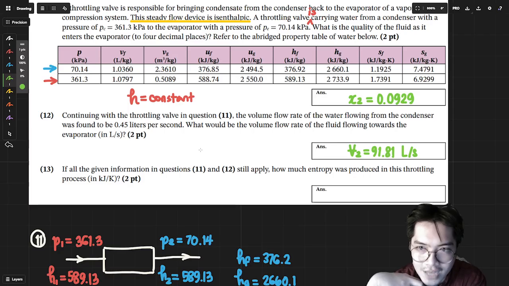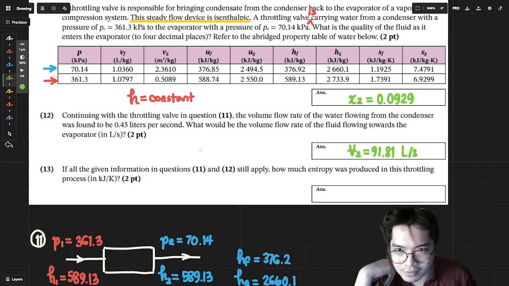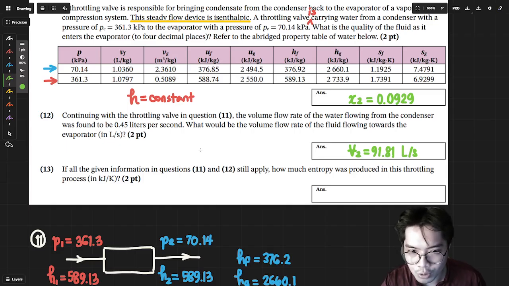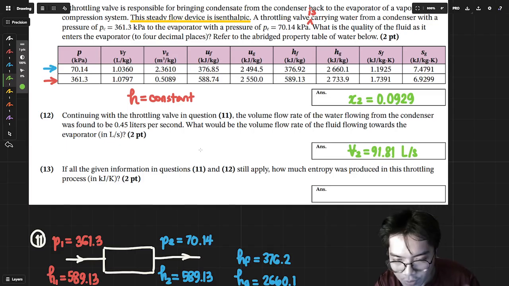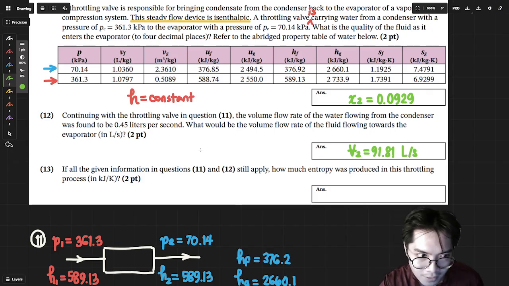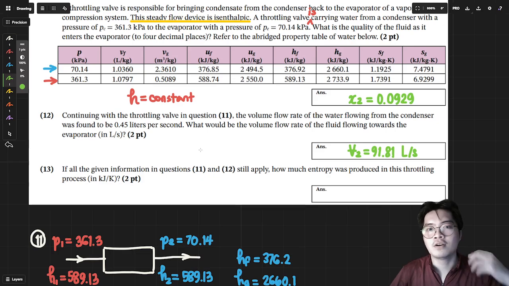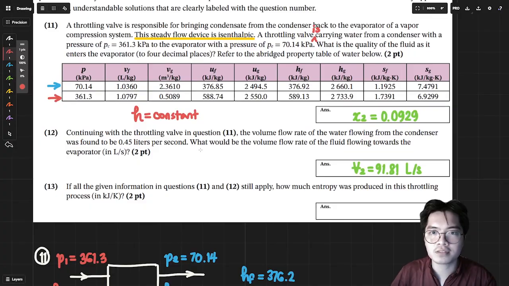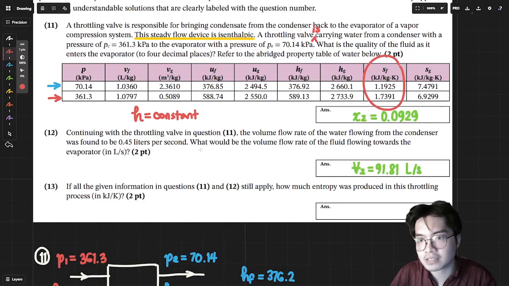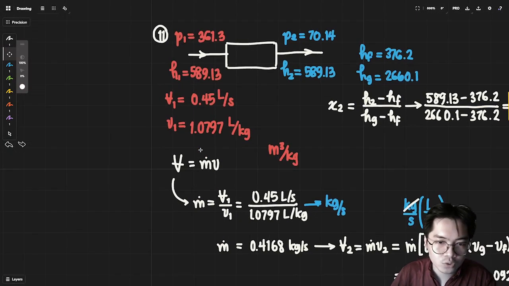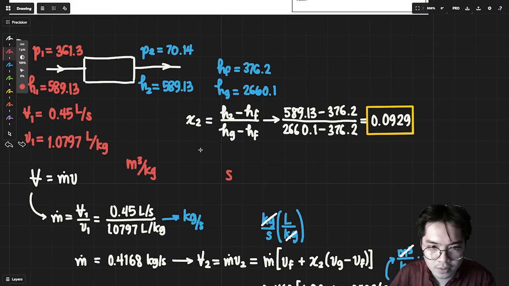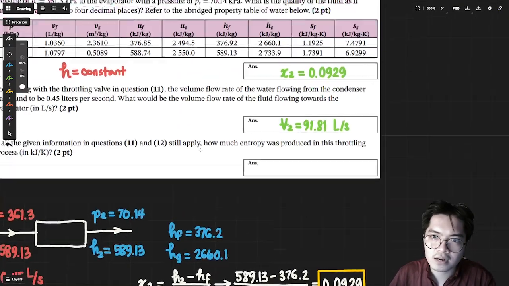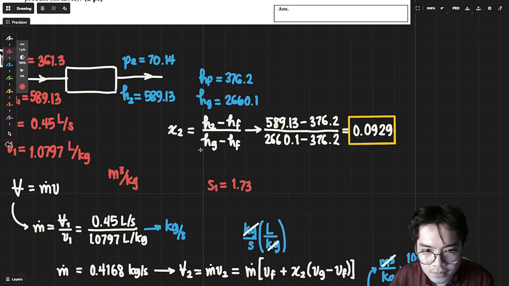Well, we just have to find out how much entropy was in state 1 and how much entropy was in state 2. Hopefully, because the keyword is produced, there's more entropy when you go out than when you went in. So that is what we'll do. For S1, we just want to see the water part, literally SF. That means your S1 is going to be 1.7391 kilojoule per kilogram Kelvin.